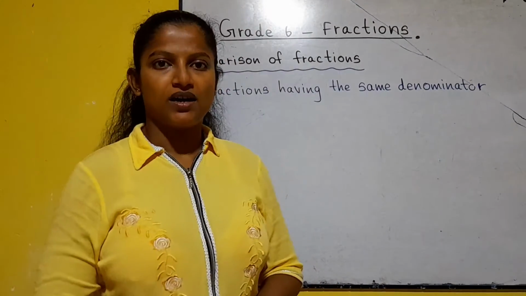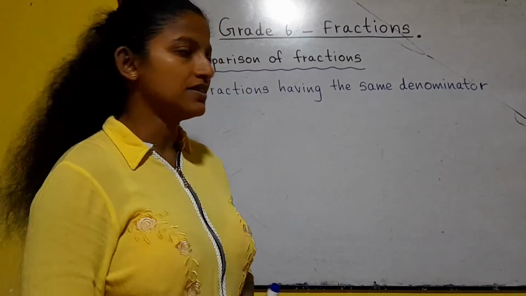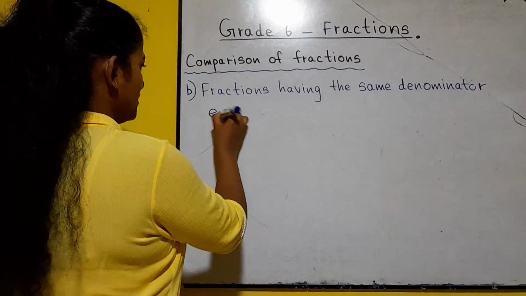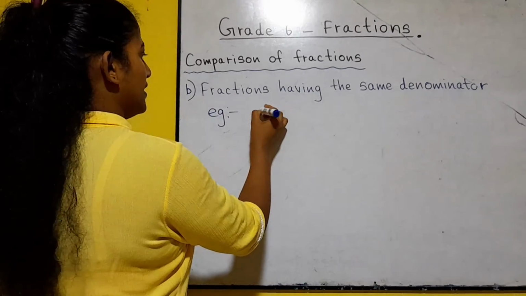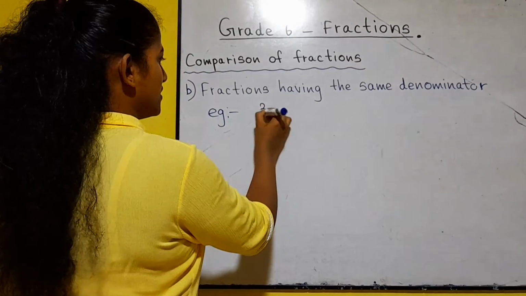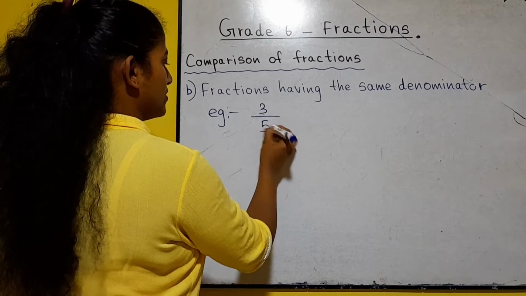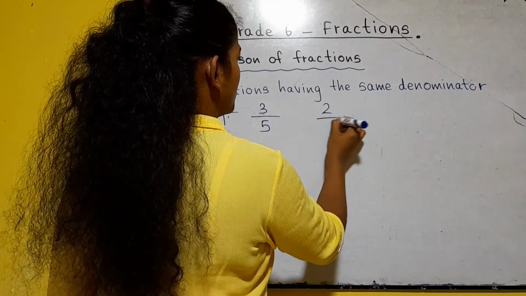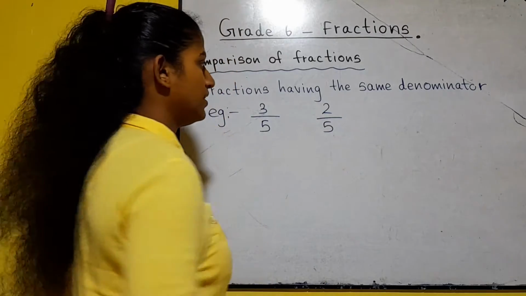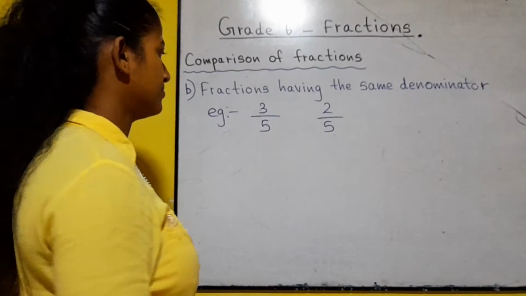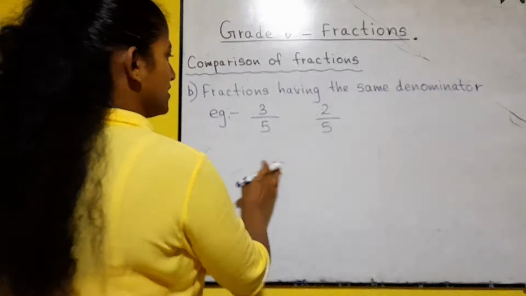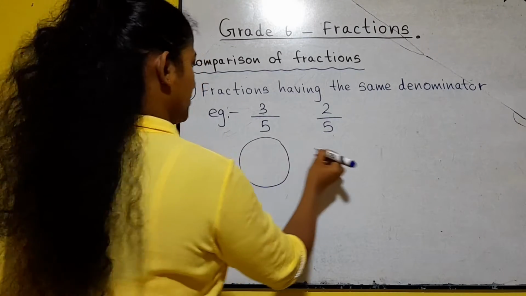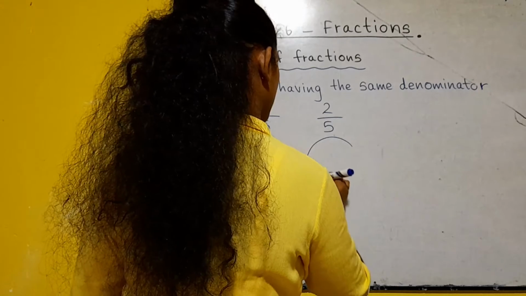Then the second part, fractions having the same denominator. We will take two examples here, two fractions. I am taking the fractions 3 over 5 and 2 over 5. Two fractions with the same denominator. Then we will represent these two fractions in diagrams. I am taking two circles.